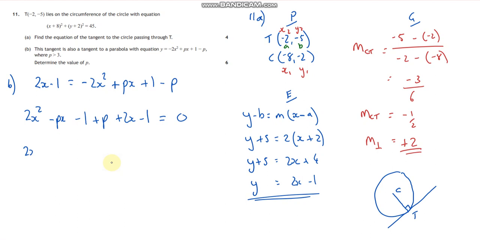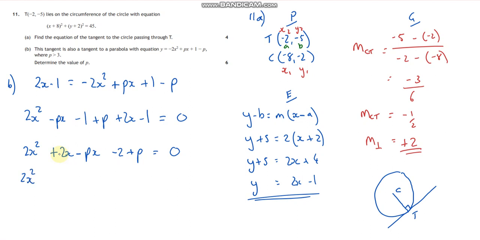So I've got 2x squared, that's fine. In terms of x's, I've got a plus 2x and a negative px. And in terms of units, I've got a take away 2 and a plus p. So quite a lot going on there. So that'll be my a value, that's fine. This one, I'm just going to rewrite that to make it a bit nicer.